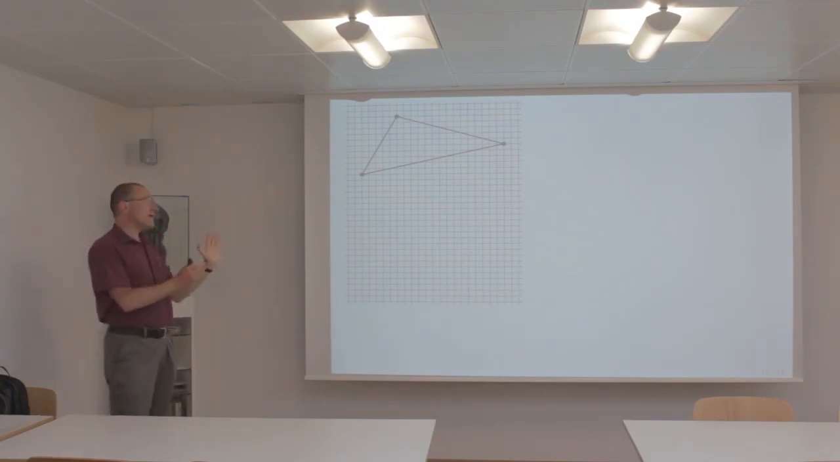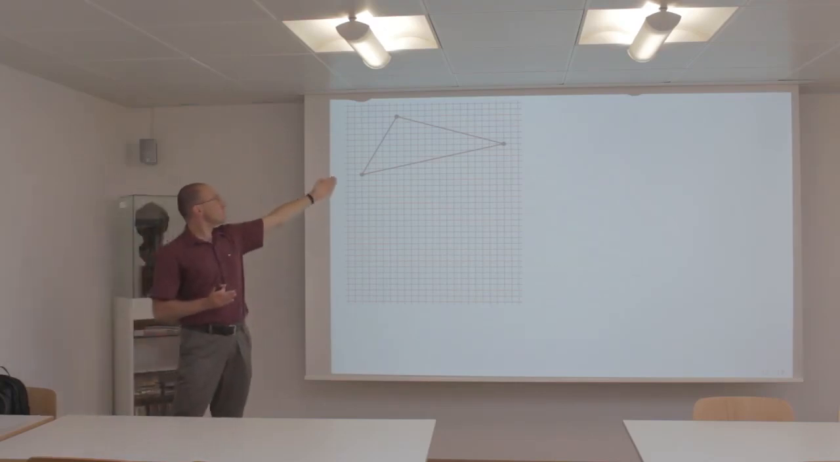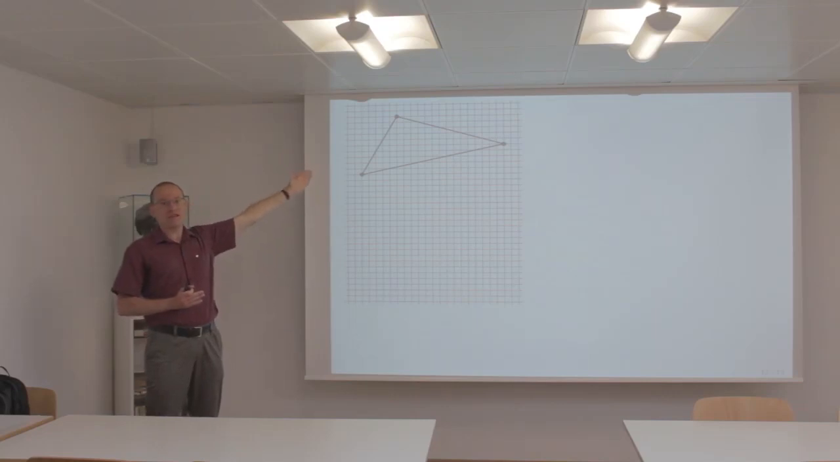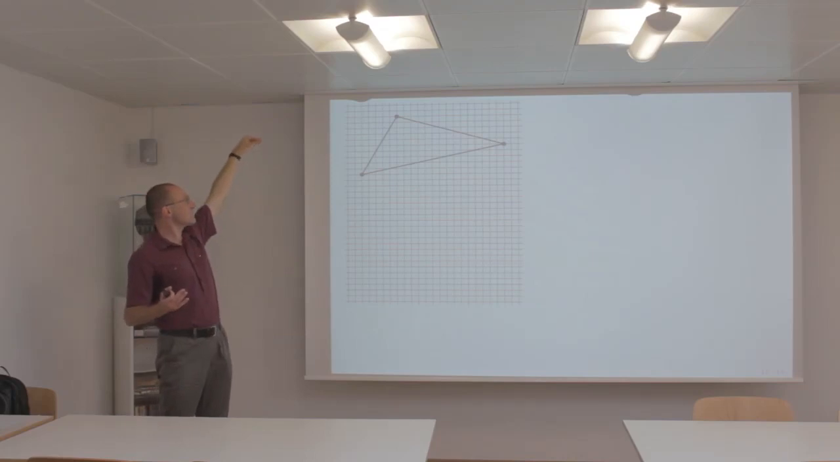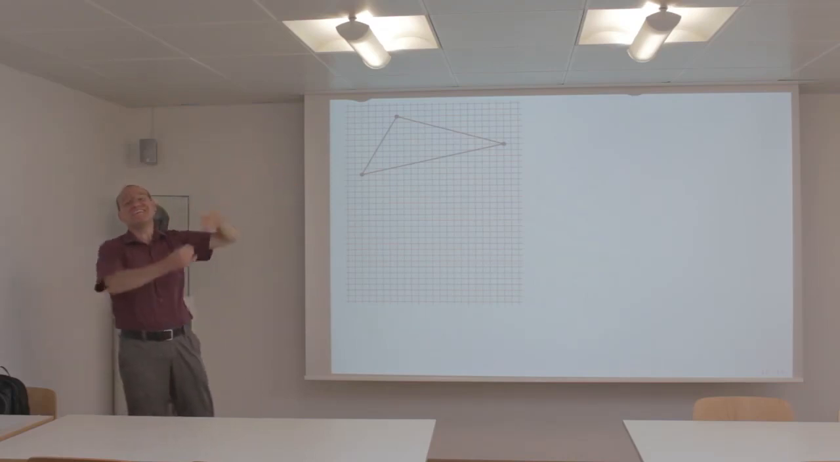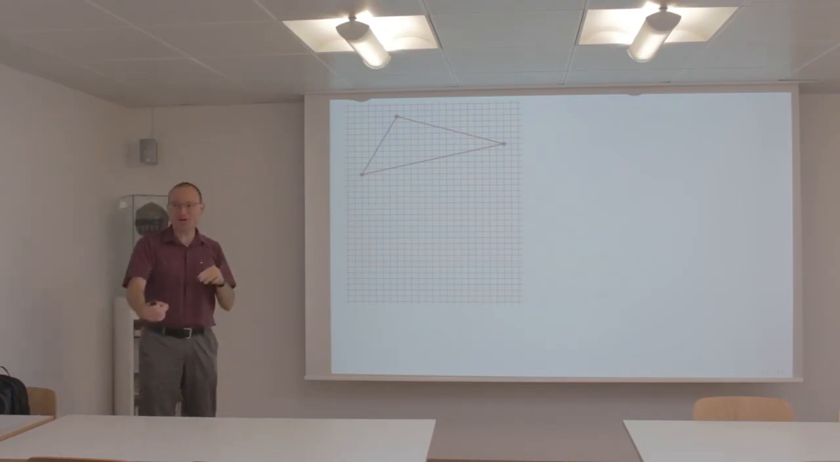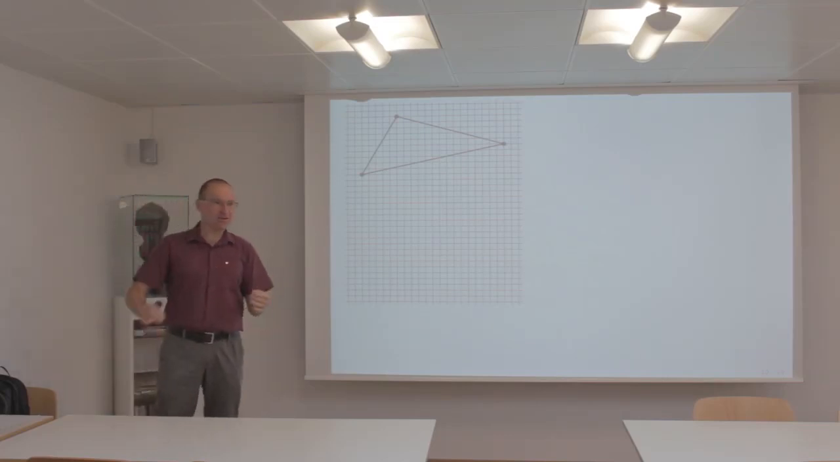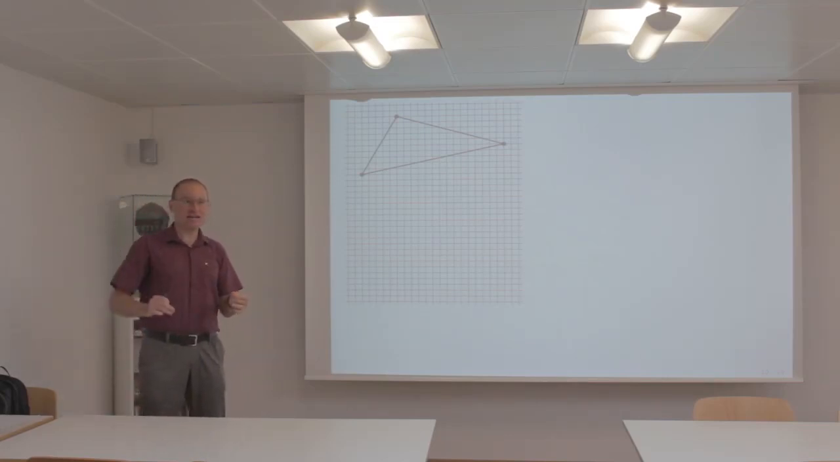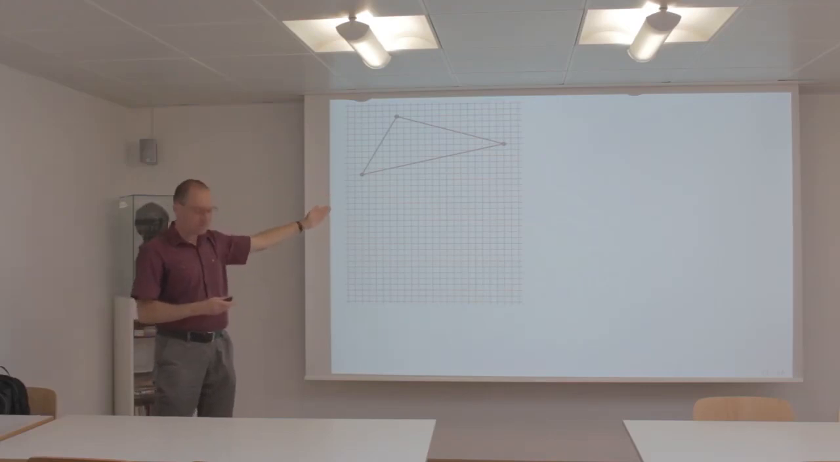Absolutely. Now, you may try to drop an altitude and split it into two right triangles. The problem with this is that if you drop a perpendicular, you may not hit a lattice point. Pick's formula demands that your polygon has vertices on the lattice. So you don't want to drop a perpendicular.